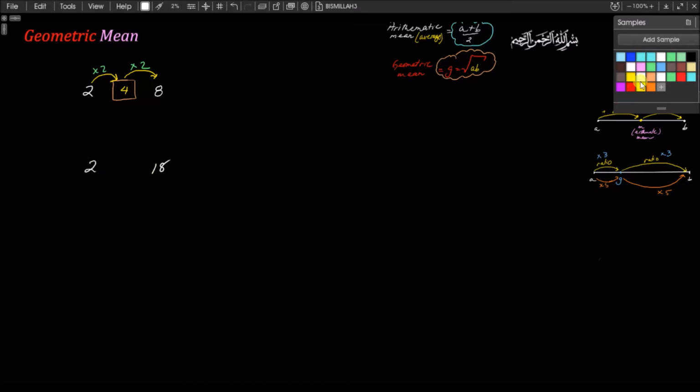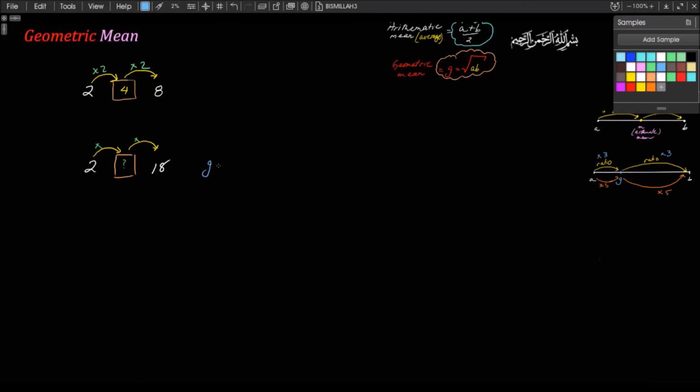Now, whatever the geometric mean is, 2 to the geometric mean has to be the same ratio as from the geometric mean to the second number. Now, the question is, what is this number over here? From here to here must be the same ratio as from here to here. We know the formula, so we can just calculate it out, right?